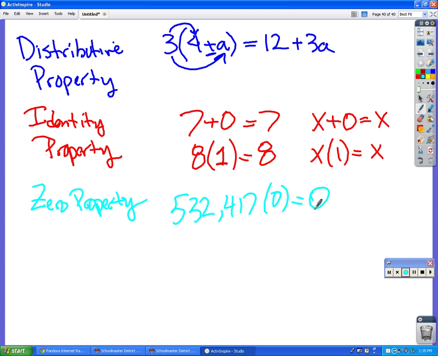And so that can make problems really easy for you to figure out if there's a 0 in there.